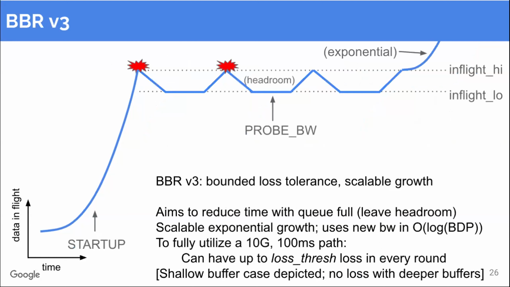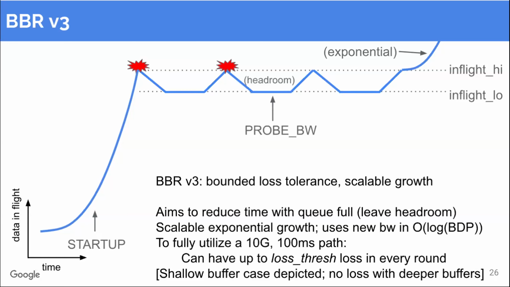So we can contrast Reno and Cubic with BBR version 3 here, the latest version of BBR, which is able to achieve a bounded loss tolerance and more scalable growth. So how does it do this? It has a scalable exponential growth that can use newly available bandwidth in an amount of time that is on the order of the logarithm of the BDP, which allows it to much more quickly utilize available bandwidth.